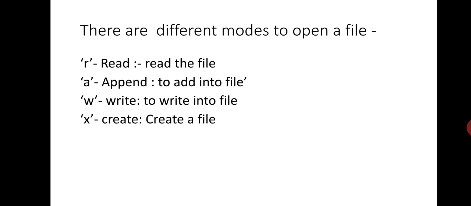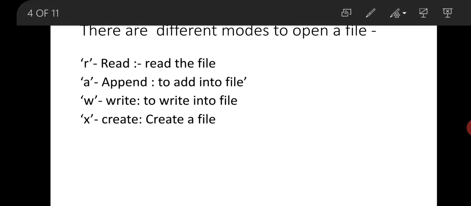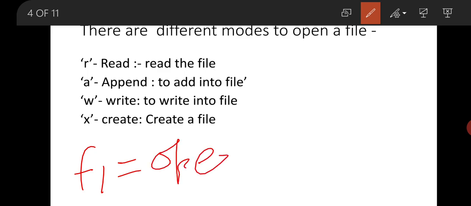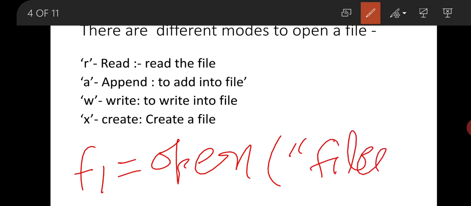Now see, there are different modes to open a file. The first mode is r. This is small r. R means read the file. What does it mean? If you are going to read any file using Python programming, then we have to specify r, that means read mode, with the file name. Suppose we are going to open a file: f1 equals open file1.txt, then we have to specify the mode in which we are going to open the file.